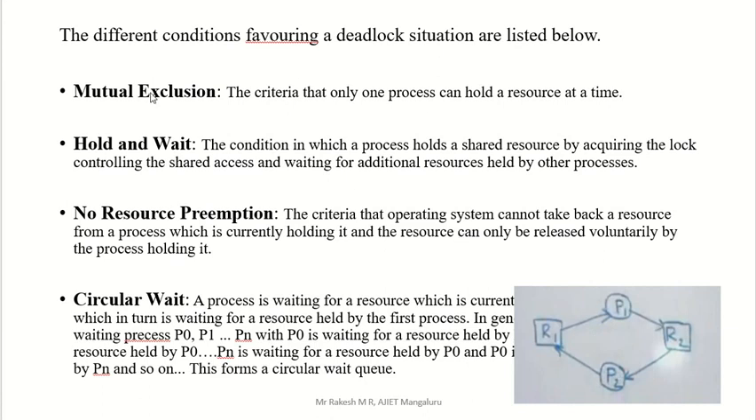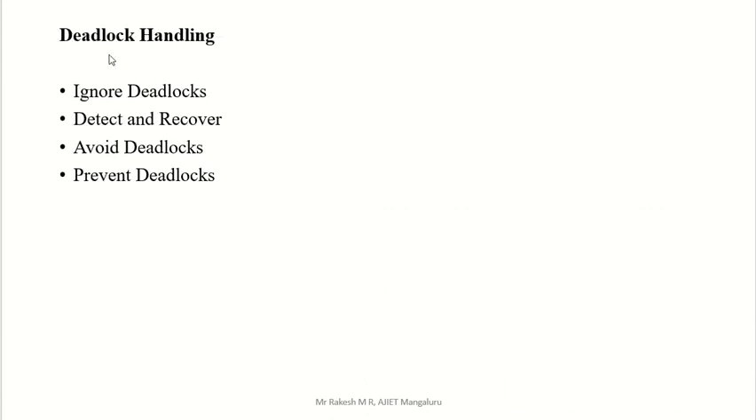So we have to avoid these four conditions, then only we can avoid the deadlock condition. Now, how to avoid the deadlock condition? That is, how to handle that deadlock. So there are four things given.